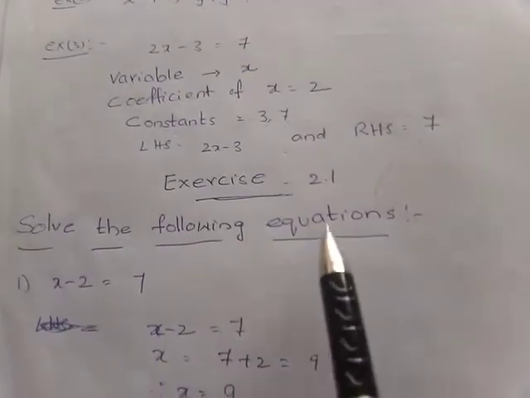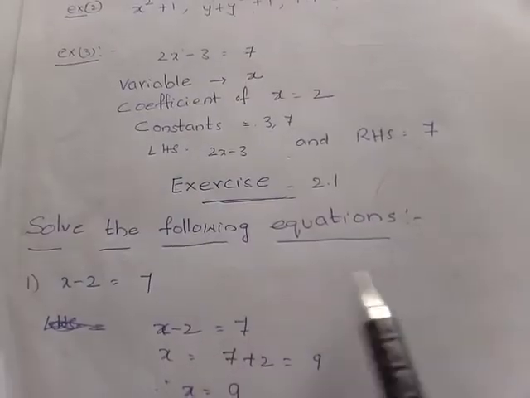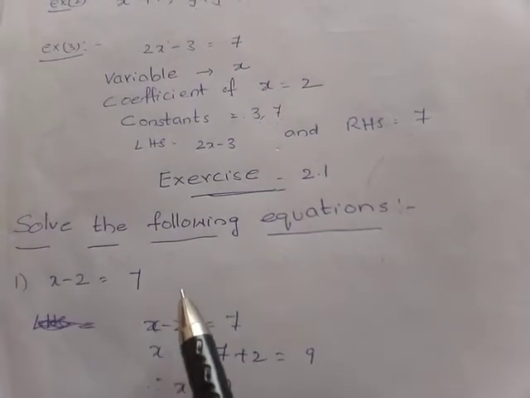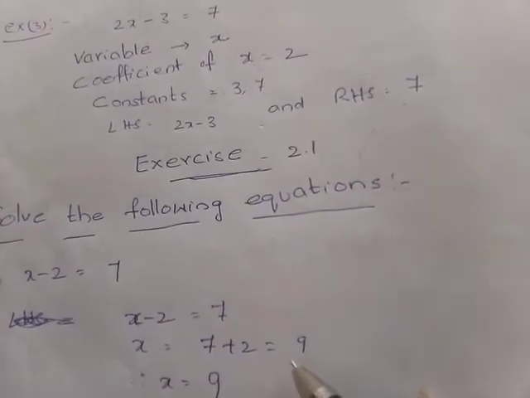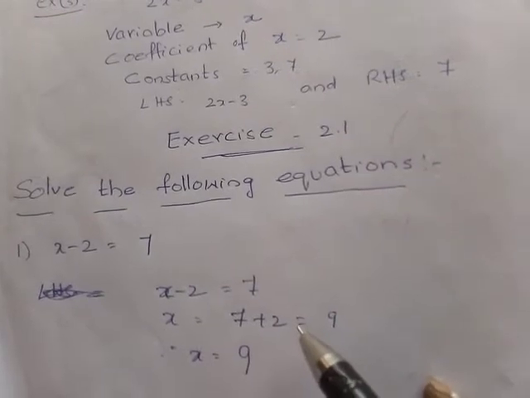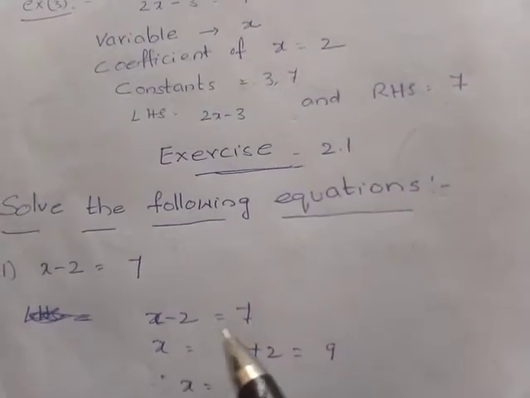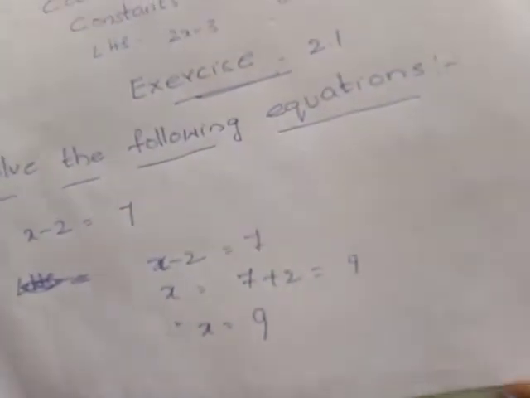Next we will come to exercise 2.1. Solve the following equations. The first one, x minus 2 is equal to 7. Here we have to solve. Solve means nothing but finding the value of x. So x minus 2 is equal to 7. That means we have to find the value of x here.